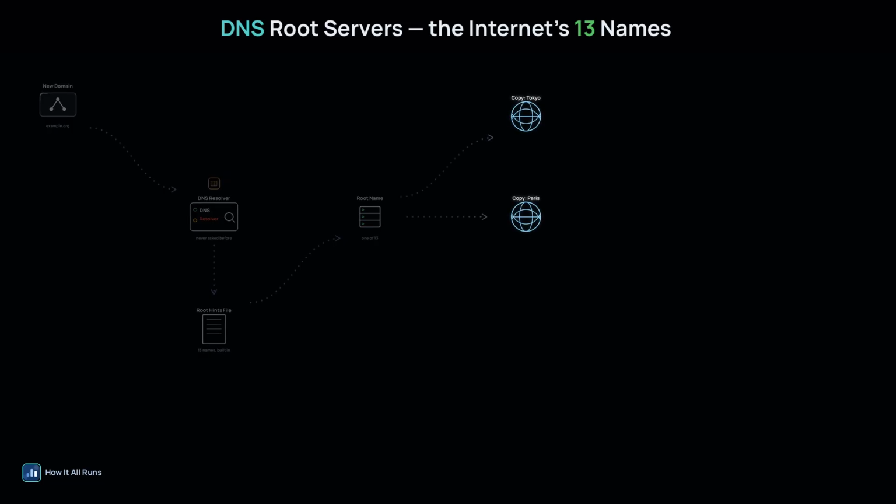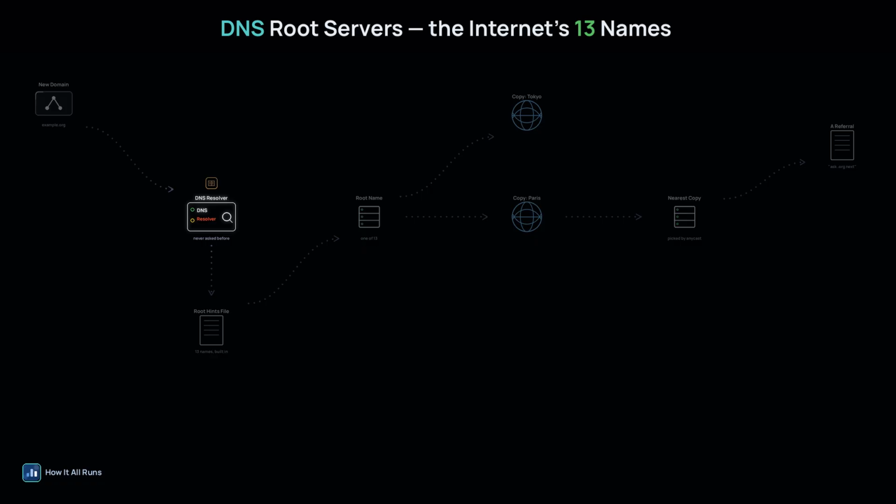Here is the twist: each of those 13 names is not one computer. It is answered by hundreds of identical copies, scattered across the planet, Tokyo, Paris, Ohio, and hundreds more. A trick called anycast makes the nearest copy answer automatically, no matter which of the 13 names you asked or where on Earth you are. And when a copy answers, it never actually knows the website you want. It just hands back a referral, a pointer to the next server down the chain. 13 names, hundreds of copies each, one narrow job, point, don't answer.